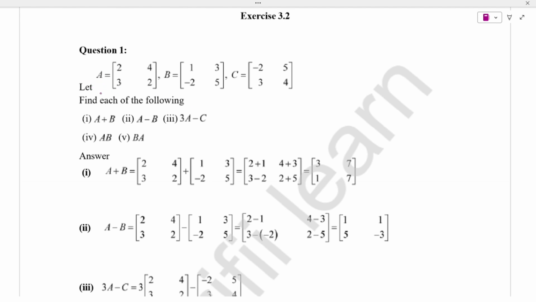Let A is equal to [2 4; 3 2] is given, B is equal to [1 3; -2 5], C is equal to [-2 5; 3 4] is given. Now we have to do A plus B, A minus B, 3A minus C, A into B, B into A.